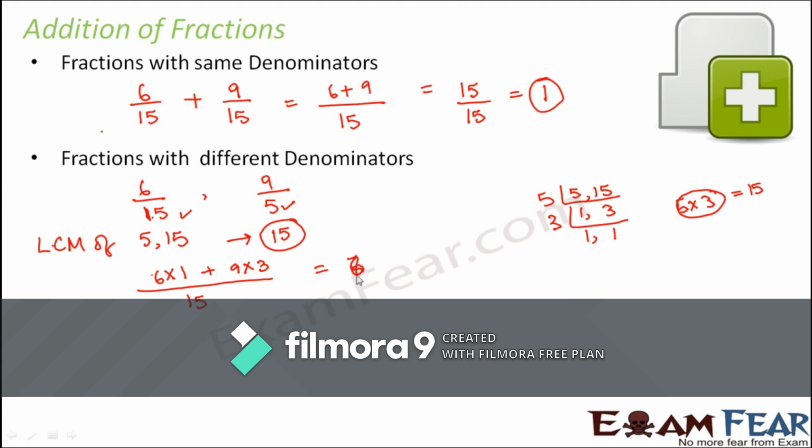So this would be 6 into 1 is 6 plus 9 into 3 is 27, divided by 15. So 27 plus 6 would be 33 divided by 15. So 33 by 15 would be the sum of these two fractions. So this is how we add fractions.